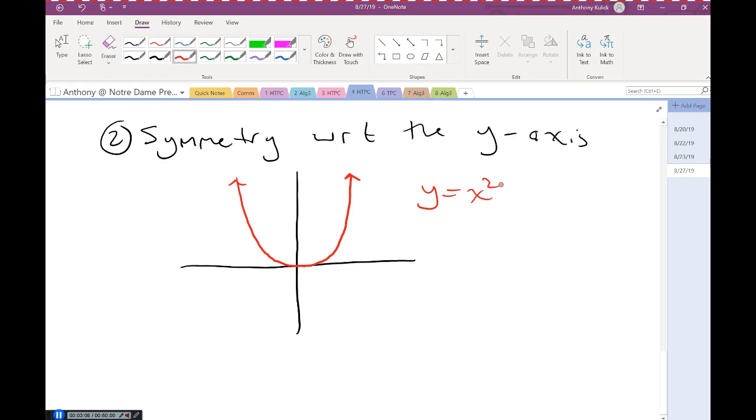So I just drew the graph of y equals x squared. Again, if you take one half of this graph and reflect it across the y-axis, it would give you exactly the other half of the graph. Or you can think of the y-axis like a mirror, and you're getting mirror images on either side of the y-axis. Everybody okay with that one? Okay.